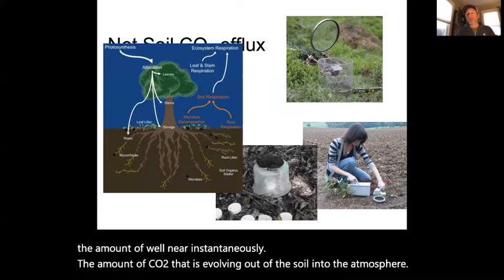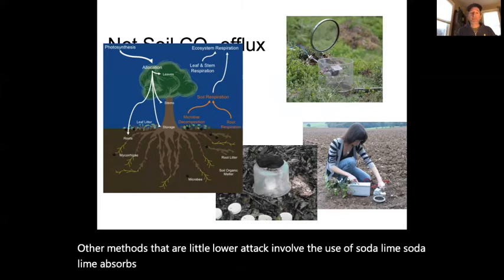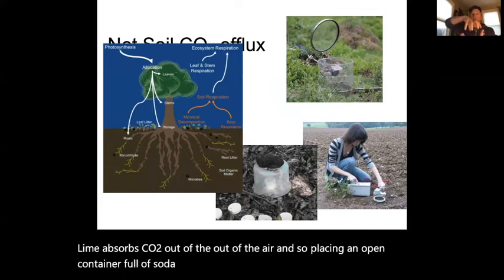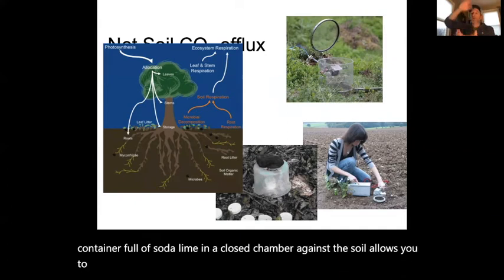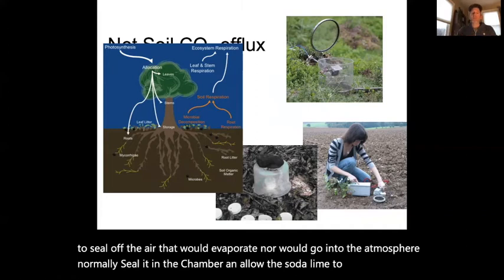Other methods that are a little lower tech involve the use of soda lime. Soda lime absorbs CO2 out of the air, so placing an open container full of soda lime in a closed chamber against the soil allows you to seal off the air that would normally go into the atmosphere, seal it in the chamber, and allow the soda lime to absorb it.